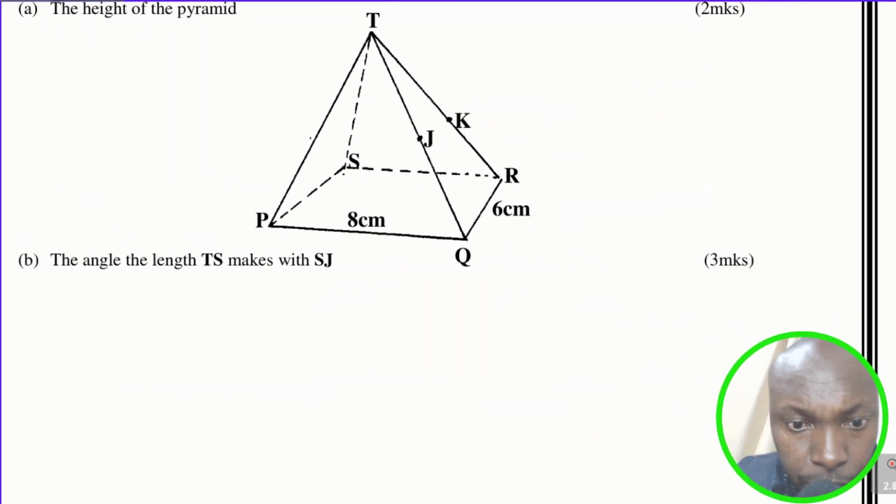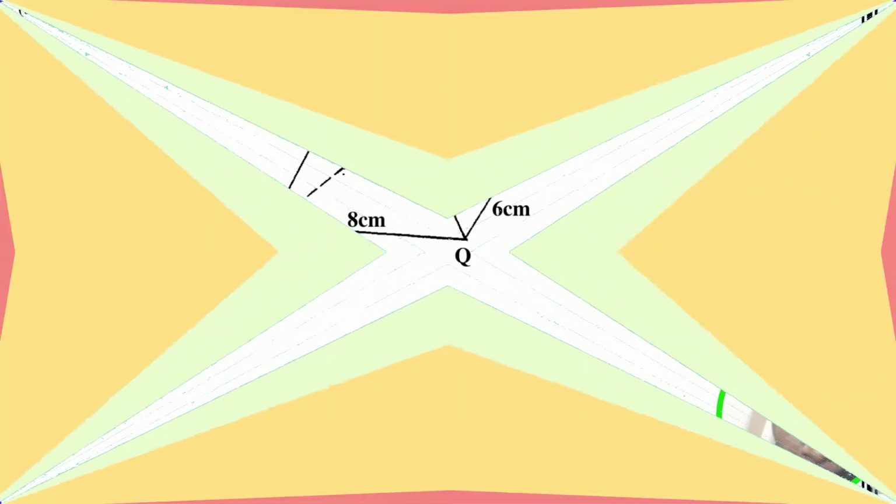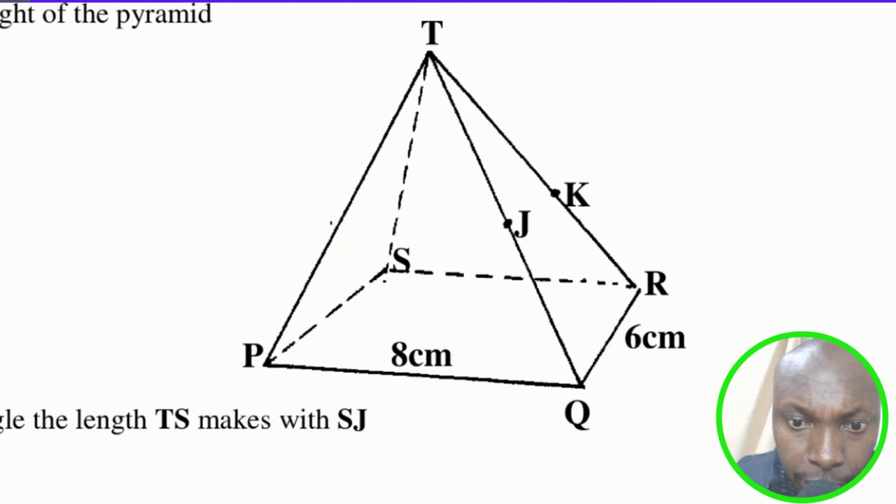Part B of the question: find the angle the length TS makes with SJ. So we have the length TS given there, and we need to draw the line that connects S to J. So S to J is that. We need to get the angle between TS and SJ.